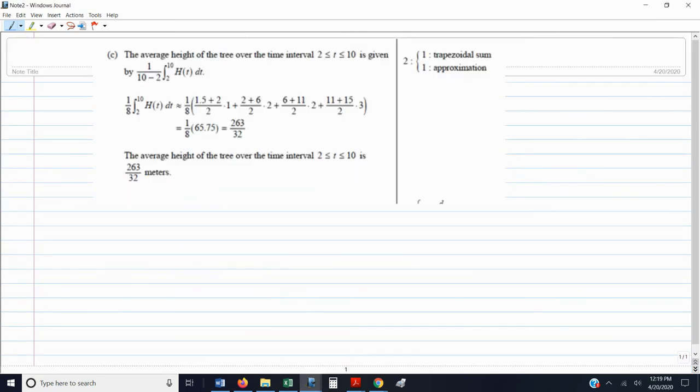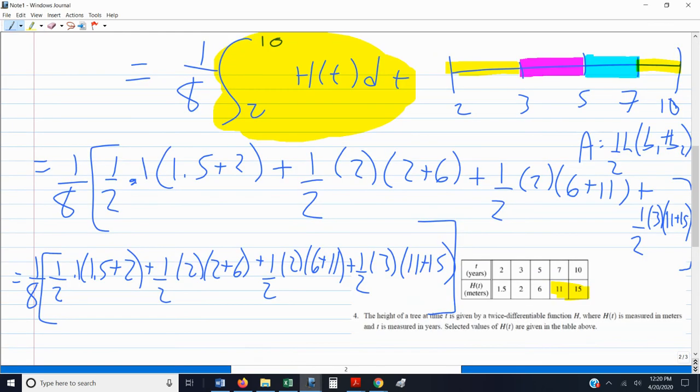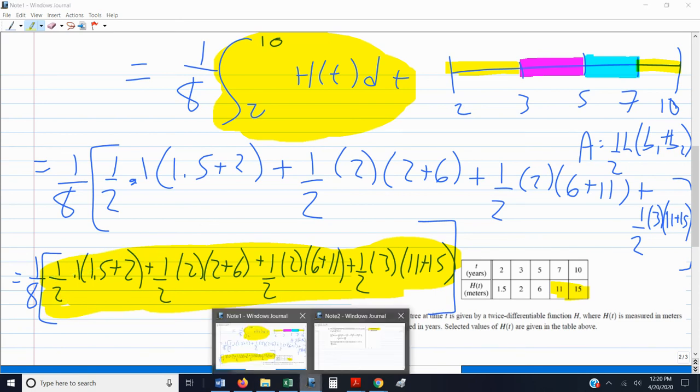Jumping over to the rubric, they give you a point if you knew how to do the trapezoidal sum. So all of the work that we did with our trapezoidal sum, that's going to be right here. So maybe you just read this question and you saw trapezoidal sum and you did the trapezoid rule and you got this. They would give you a point for that.